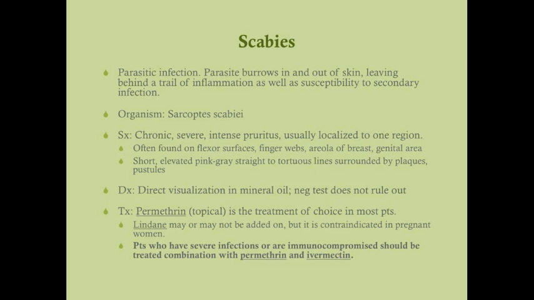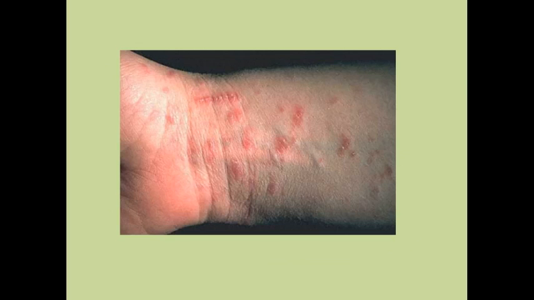So what you'll see in scabies, if you're suspecting it and you look hard enough, is short, elevated, pink-gray, straight to tortuous lines. And what those are is actually the scabie itself burrowed inside of the skin. So that's what this is right here. This is a scabie inside of the skin. It looks kind of like a vein. It's not a vein. This is a line, and this is the scabie organism. And this red here is the scabie that's getting ready to burrow out.